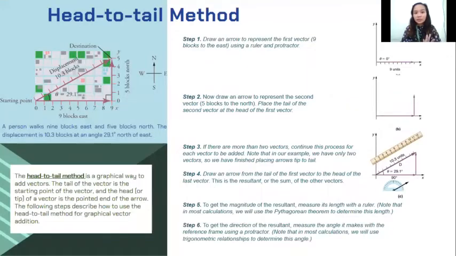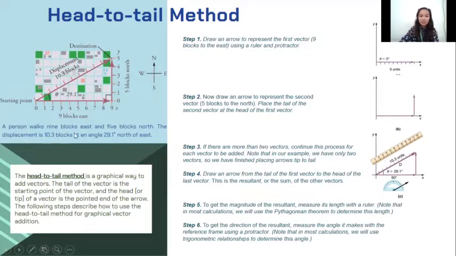Okay. So in graphical method, we have this head-to-tail method na tinatawag. Okay. Here, this is a graphical way to add vectors. The tail of the vector is the starting point, and the head of the vector is the end of the arrow. So, for example, you have here a problem.